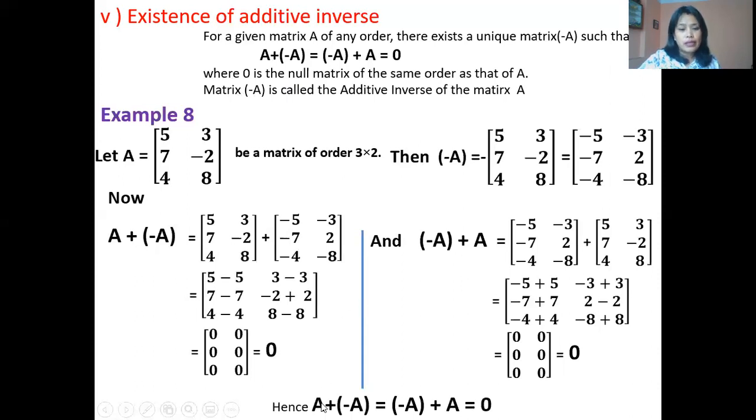So hence it is verified that A plus minus A equals minus A plus A equals 0. Here, this minus A is called the additive inverse of A, and here 0 is the null matrix of the same order as that of A. These are the properties of matrix addition.